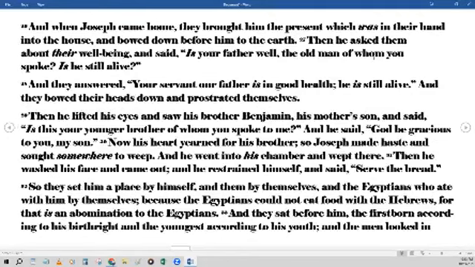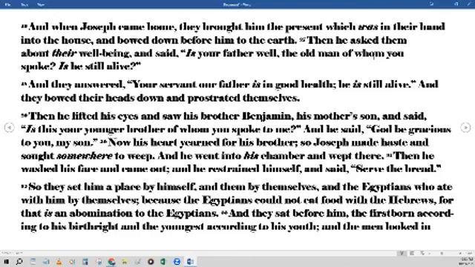And when Joseph came home, they brought him the present which was in their hand into the house and bowed down before him to the earth. Then he asked them about their well-being and said, is your father well? The old man of whom you spoke, is he still alive? And they answered, your servant, our father, is in good health. He is still alive. And they bowed their heads down and prostrated themselves.